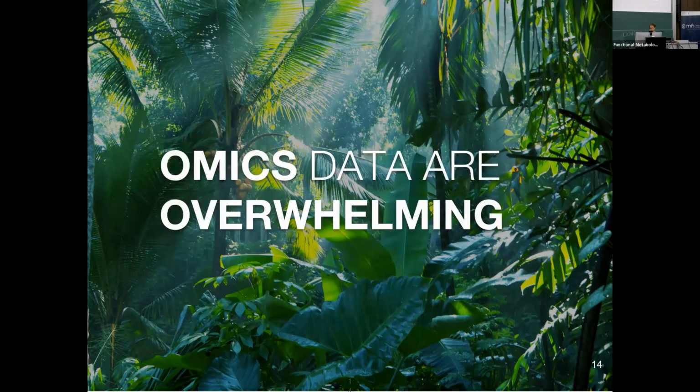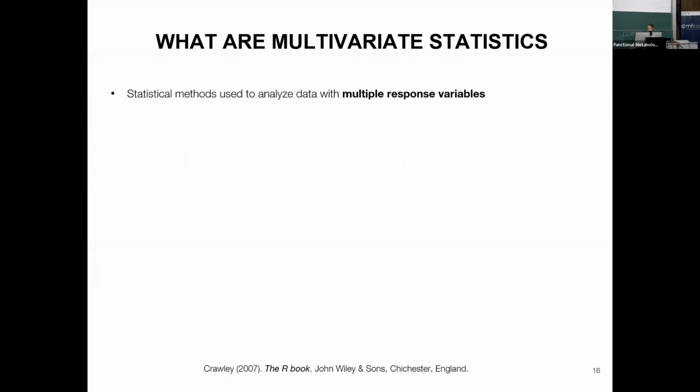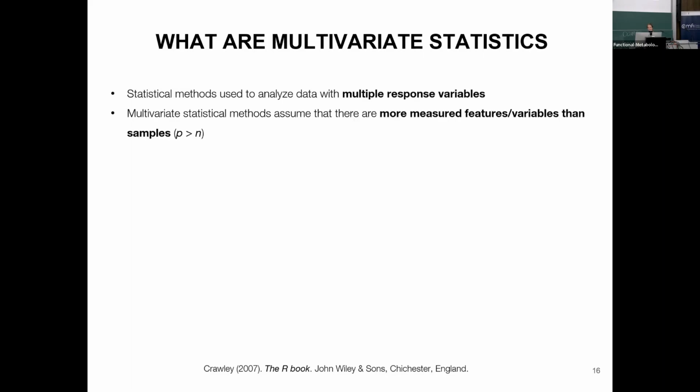I think you would agree with me that omics data are often very overwhelming. We have a lot of data, and so we use multivariate statistics to find patterns. Just recapping very briefly: multivariate statistics are statistical methods used to analyze data with multiple response variables. Usually there are many measured features or variables, in our case the mass spectral features or metabolites, and then we have samples. The overall goal of those methods is to look for a structure in the data.